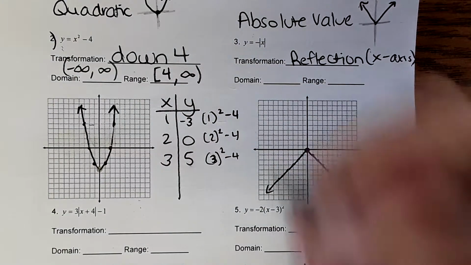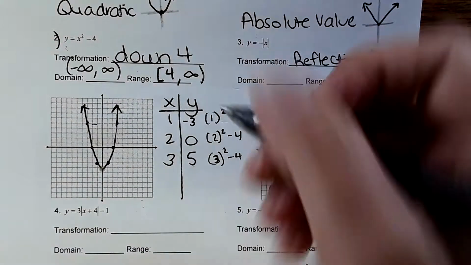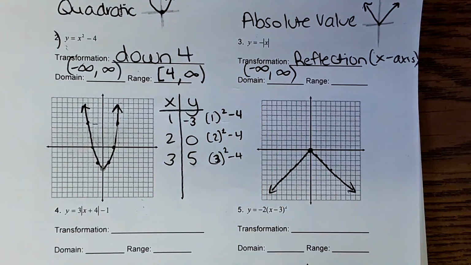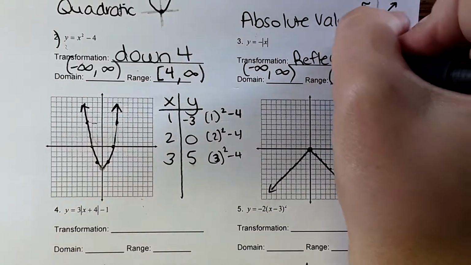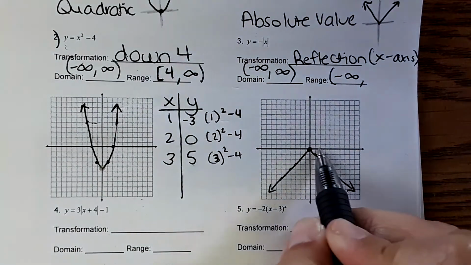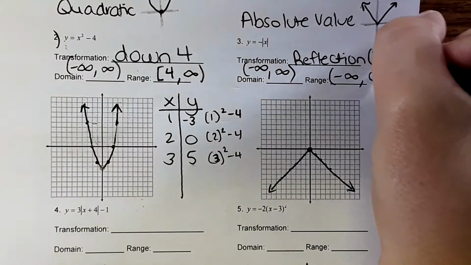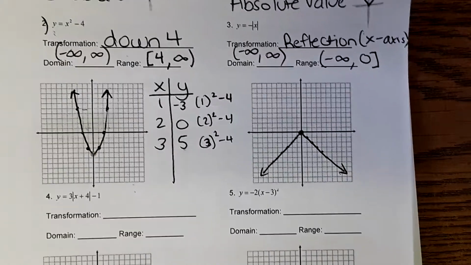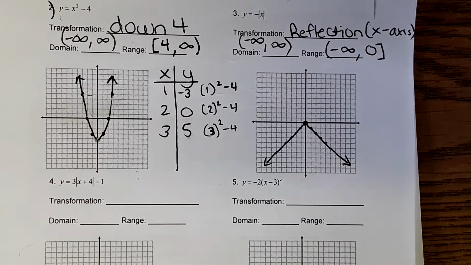And then domain, for the x's, it goes on and on forever left to right. So -infinity to infinity. And then range, it goes down forever. So starting at -infinity. And then the highest y value is 0. So up to 0 and bracket. Next.